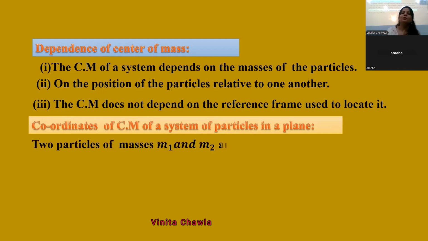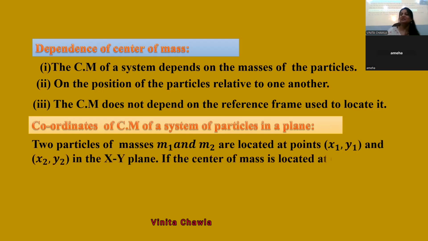Two particles of masses m1 and m2 are located at points x1, y1 and x2, y2 in the xy plane. तो अब हम plane की बात कर रहे हैं. Initial अभी earlier we had done for x-axis only. Now we are considering particles in the plane. When particles are in the plane, then we locate. How do we locate the position? We take both the coordinates x and y, right? xy plane में है तो x and y coordinates लेंगे.